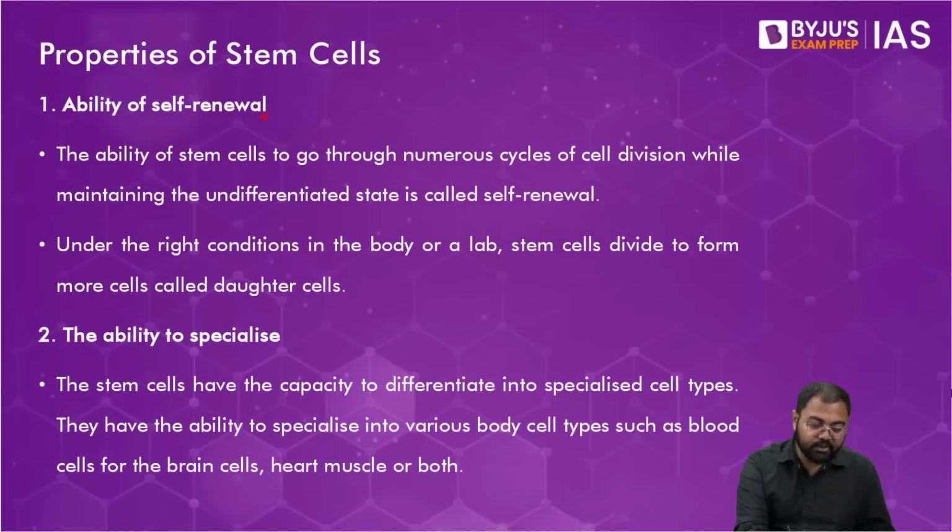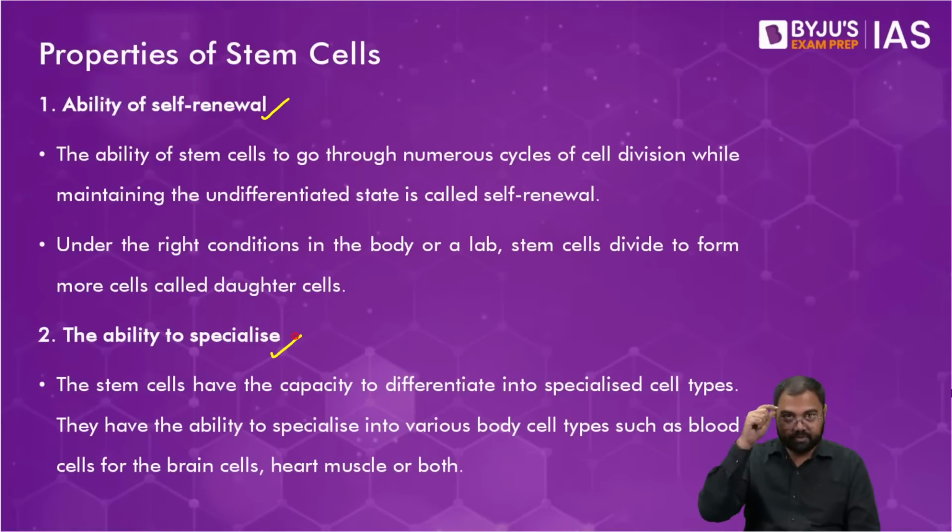There are two important properties of stem cells: ability of self renewal and ability to specialize. Let's try to understand these, because it's these two properties that make them so special. The first property is their ability of self renewal. Self renewal means that they can create multiple copies of themselves.